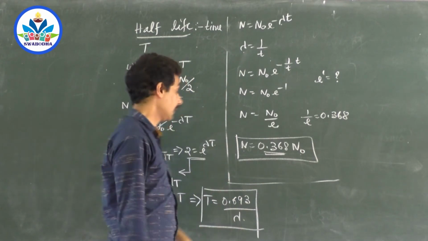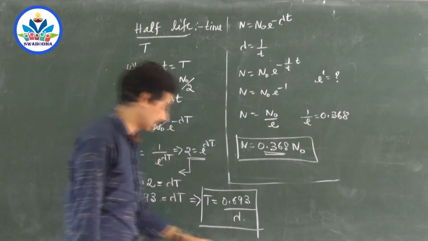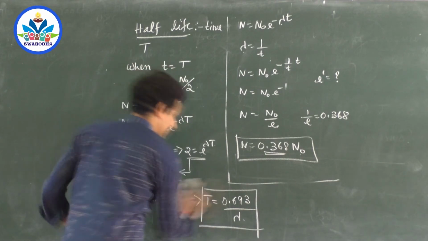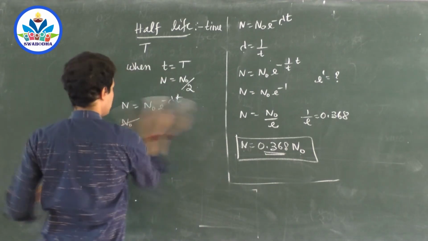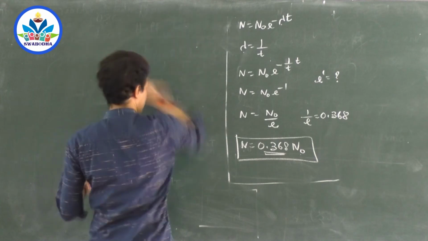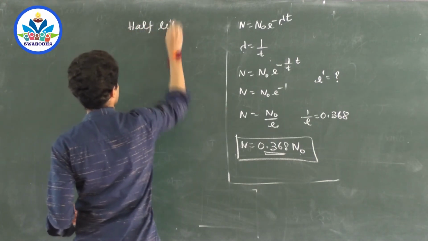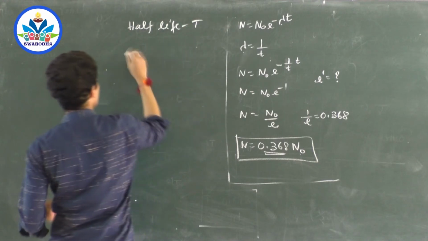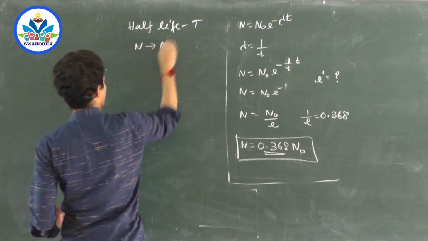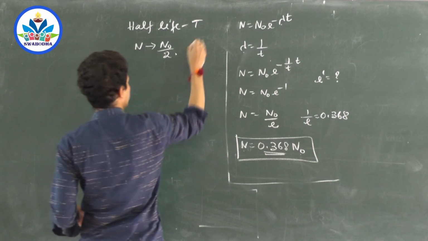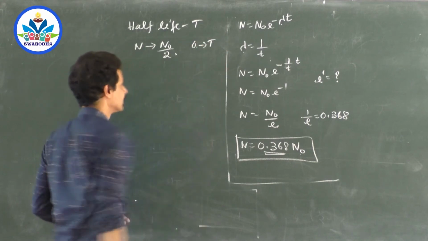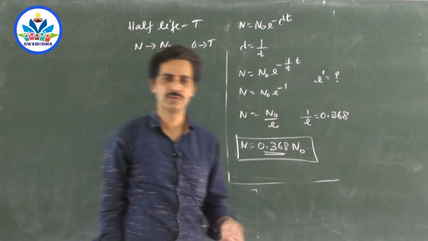Okay. Now we will have one more life. We have half-life, right? What do you mean by half-life? Half-life of a sample is the time in which the number of atoms in the sample will reduce to half of the original value. When time grows from 0 to t seconds, the number of atoms in the sample should reduce to n naught by 2.